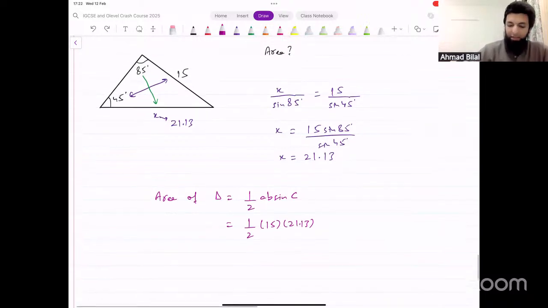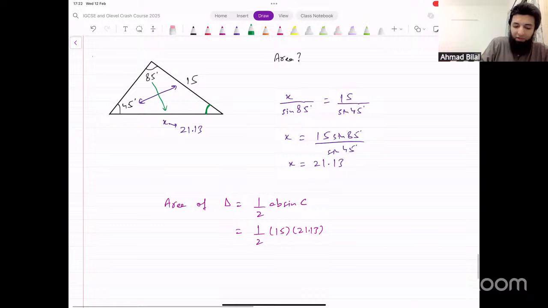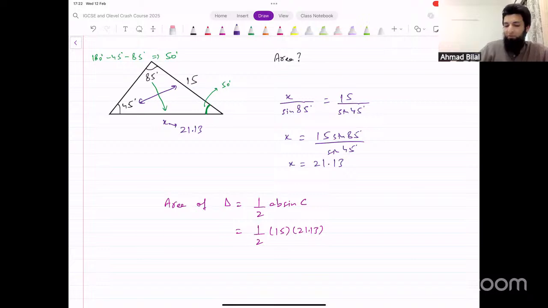This is supposed to be the angle that is between these two sides. What's the angle between these two sides? It's this angle here. Now we know the other two angles, so we can find this. How do you find that? By subtracting from 180. So you can say 180 minus 45 minus 85. That gives us 50 degrees. So this angle here is therefore 50 degrees. That's the angle that you would use in that formula now. You'll say it's sine of 50 degrees.